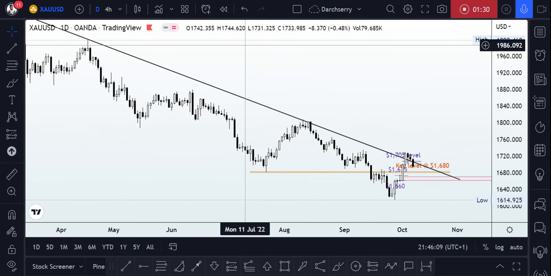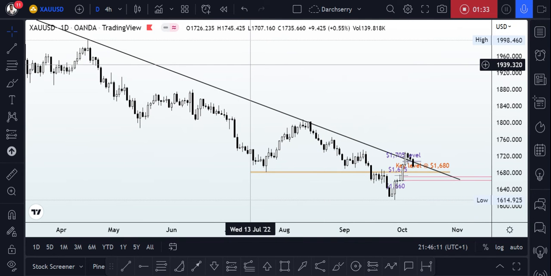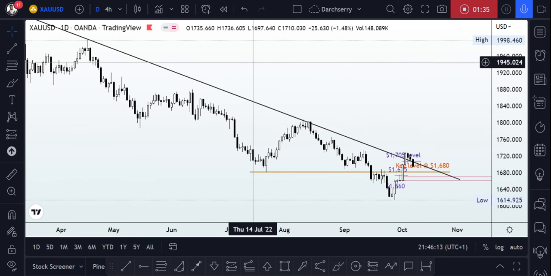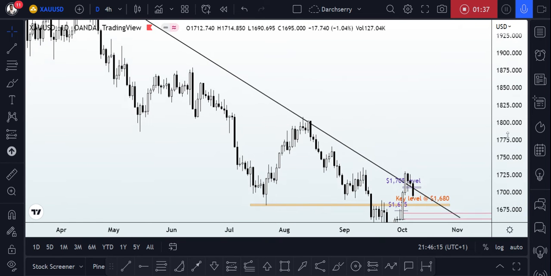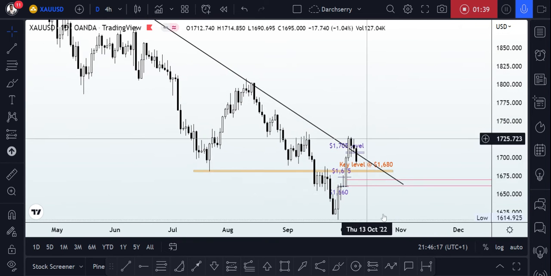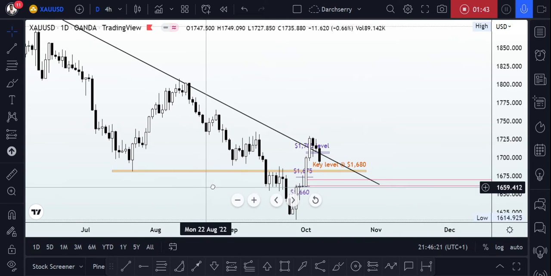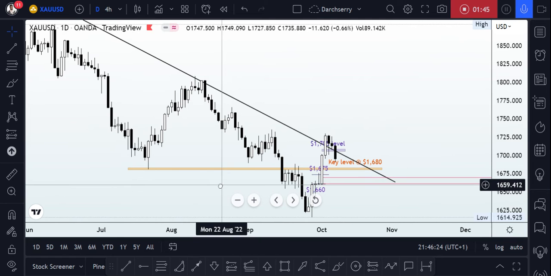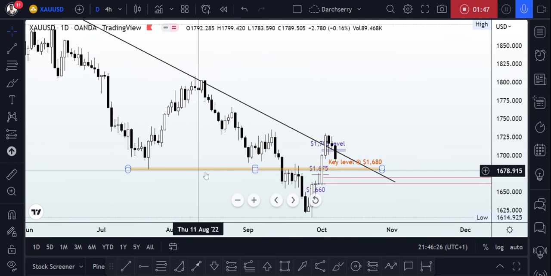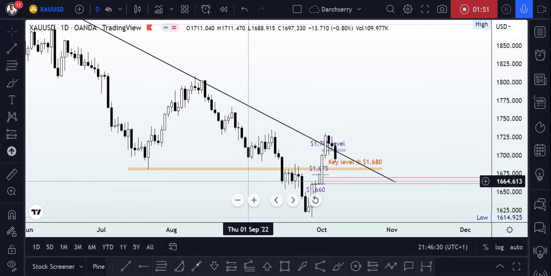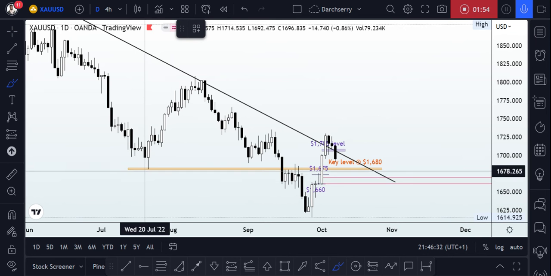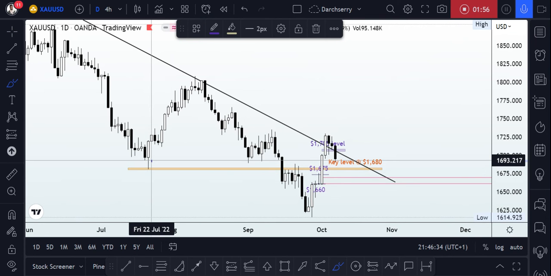Now, diving back into the chart, looking at the structure we have here on the daily time frame, we can see that price action has been on a very strong bearish momentum, and the key level around the $1,680 level, which I was able to identify last week, has been holding price action, has been determining how price action is going to move.